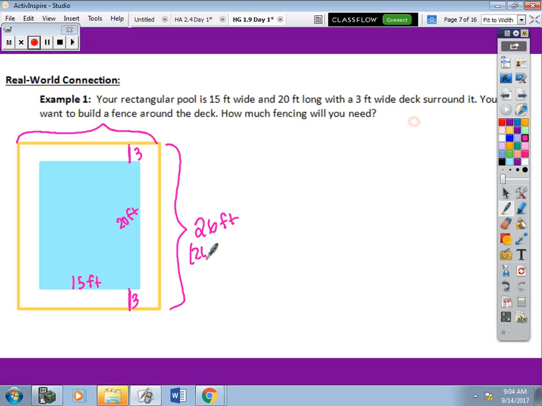Again, that was 20 plus 3 plus 3. And then our top part would be 15 plus 3 plus 3, which gets me my 21 feet. So now that I have my new dimensions, am I going to find the perimeter, or am I going to find the area? I want to find out how much fencing. Right. Good, I'm finding the perimeter.